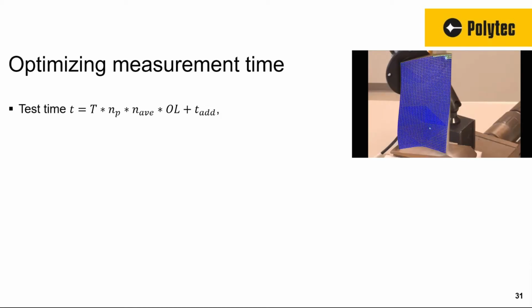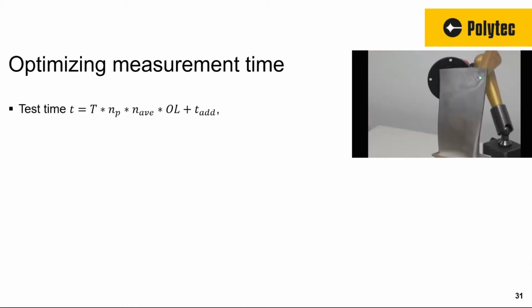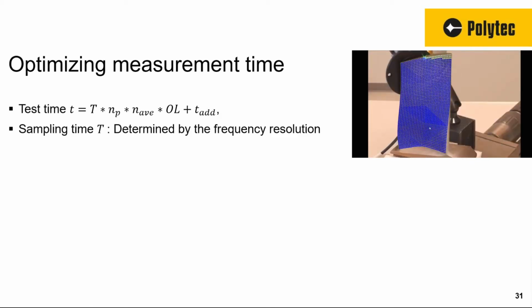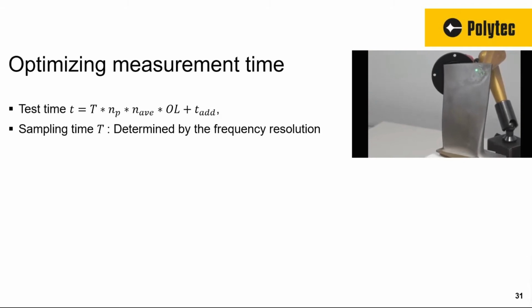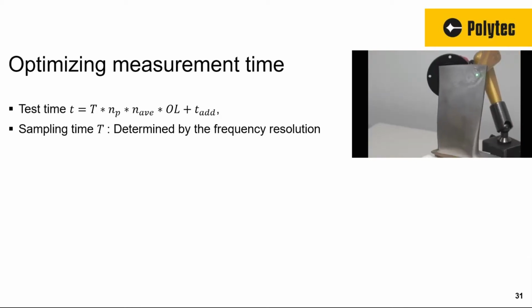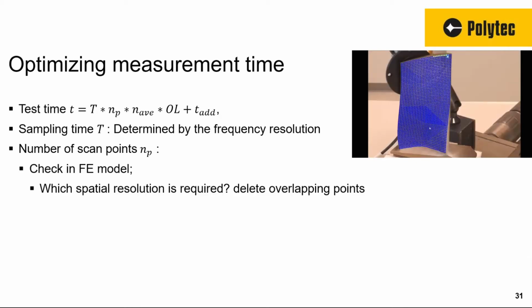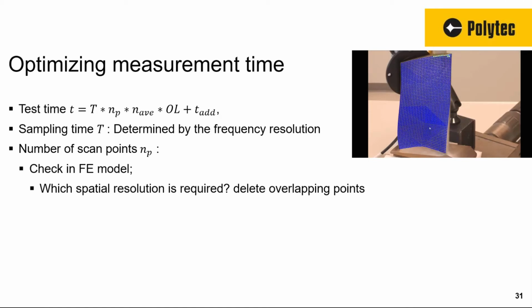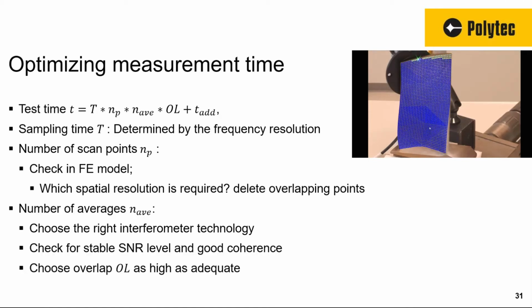Now we want to optimize the measurement time, and the test time is defined by the sampling time, determined by the frequency resolution. So 1/t is the highest frequency resolution we can achieve. The number of scan points: check with your FE model which spatial resolution is required to get the deflection shapes and the mode shapes resolved. Delete overlapping points, they just cost more time. And look at the number of averages, choose the right interferometer technology, of course.